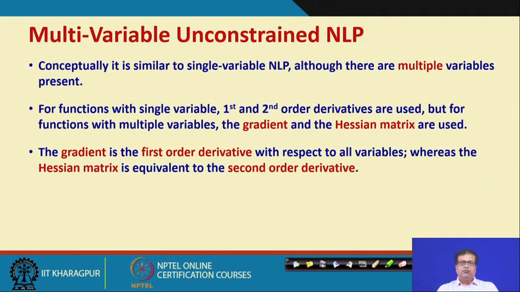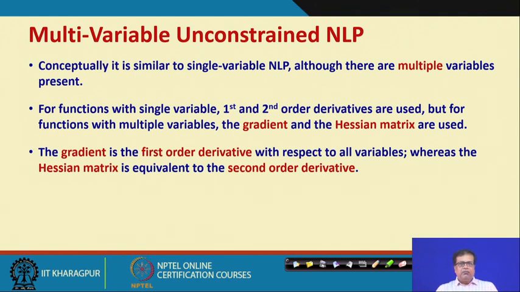Now, although conceptually they are similar, there are multiple variables present. So, earlier if you recall, we had taken the first order derivative and equated it to 0 to indicate a slope change, and therefore the position of an extrema, and thereafter taken the second derivative as a sufficient condition to find out whether it is a maxima or minima.